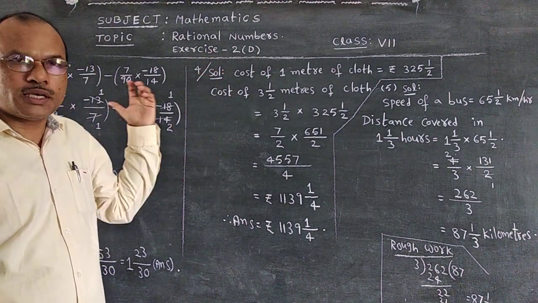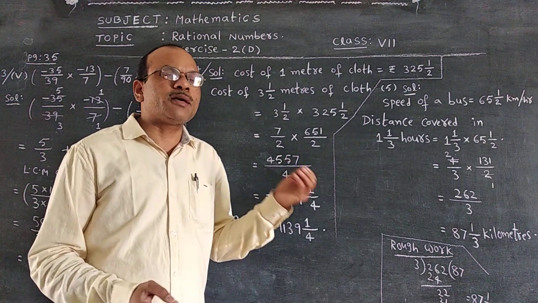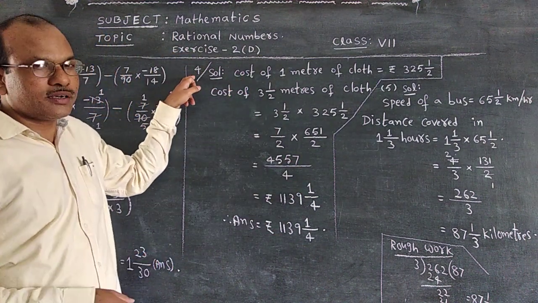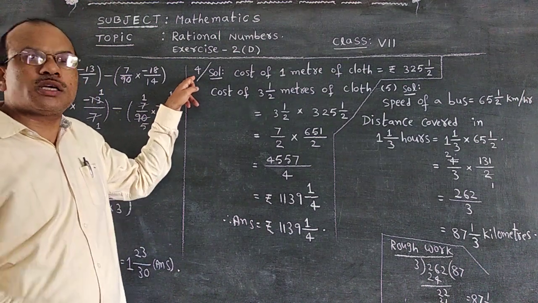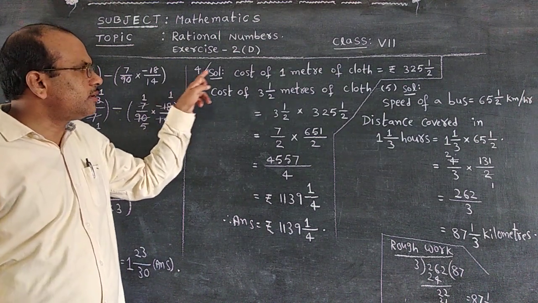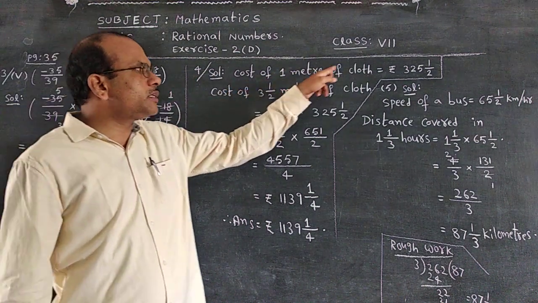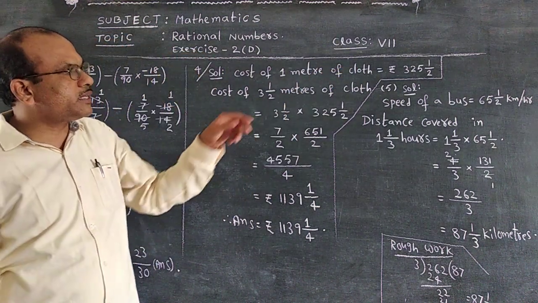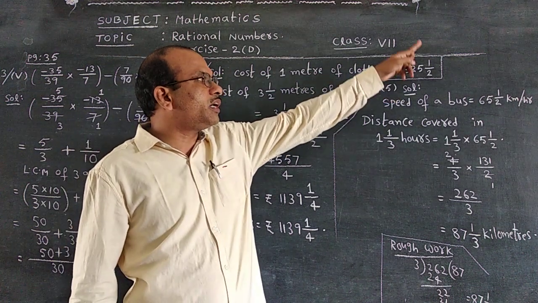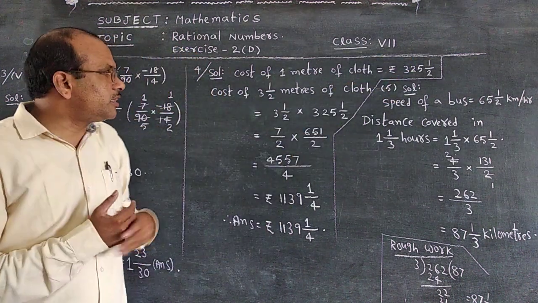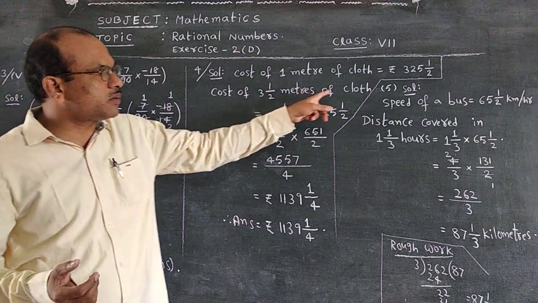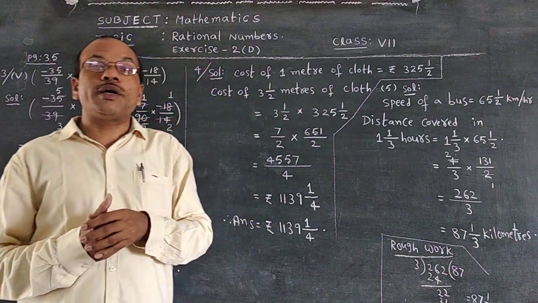Next we will see the writing sums or verbal sums, where steps we have to write, and the same concept can be used. Steps are a little extra. Let us see. Cost, that is the fourth question, same page number 35 only. Cost of 1 meter of cloth is given as 325 and 1/2 rupees. Then they ask us to find the cost of 3 1/2 meters of cloth.